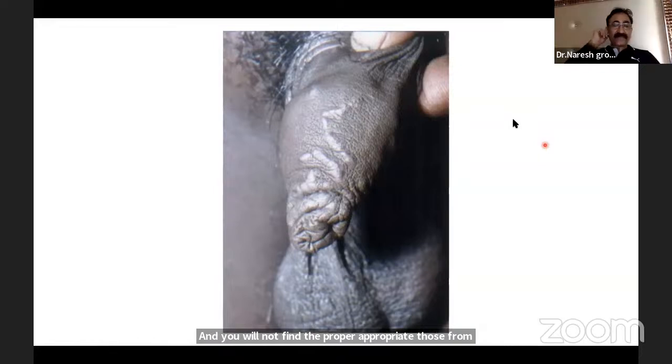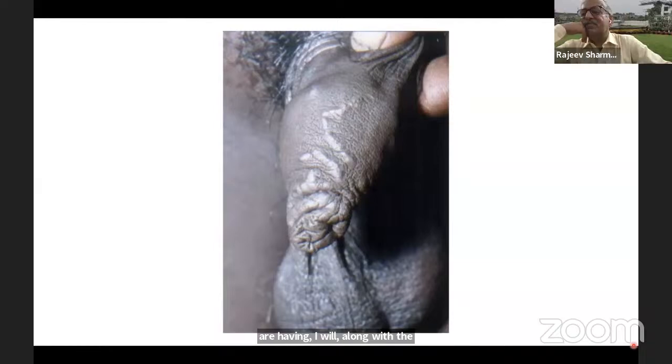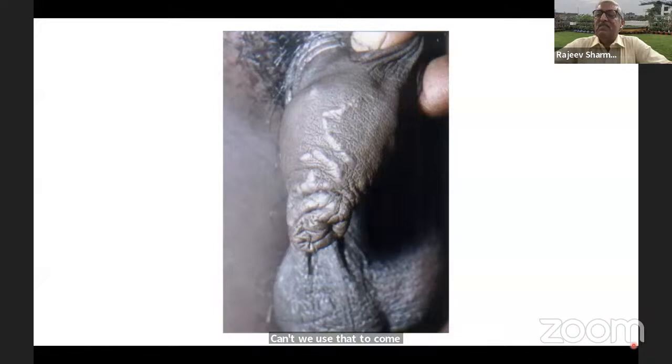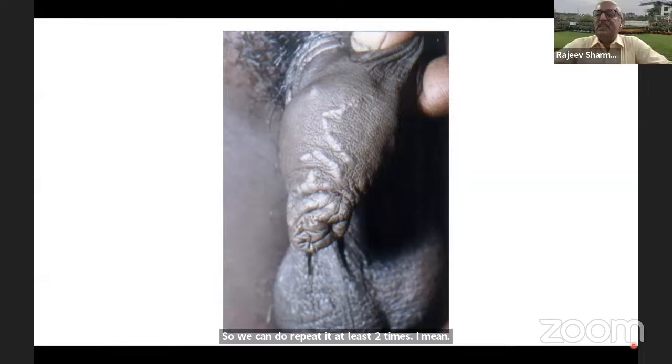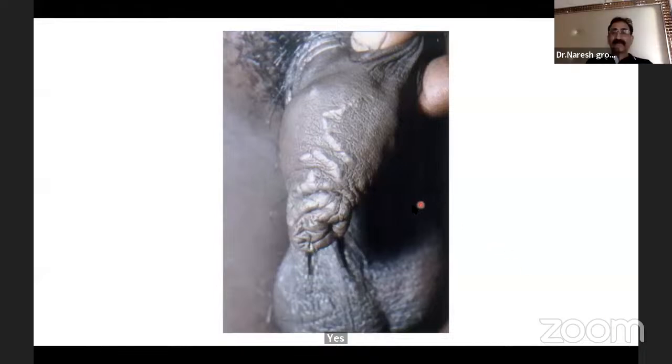Sir, ivermectin is a part of anti-helminthic drugs. Some drugs have ivermectin along with albendazole. They should not be used. That combination should never be used. Sir, if we want to give ivermectin to a 2-year-old child, can't we use that combination? No, sir. Can you repeat it every week? Sir, we can repeat it at least 2 times. Nowadays with ivermectin, we must take care what can be used at what age. We have to be very careful, and a combination should always be avoided.